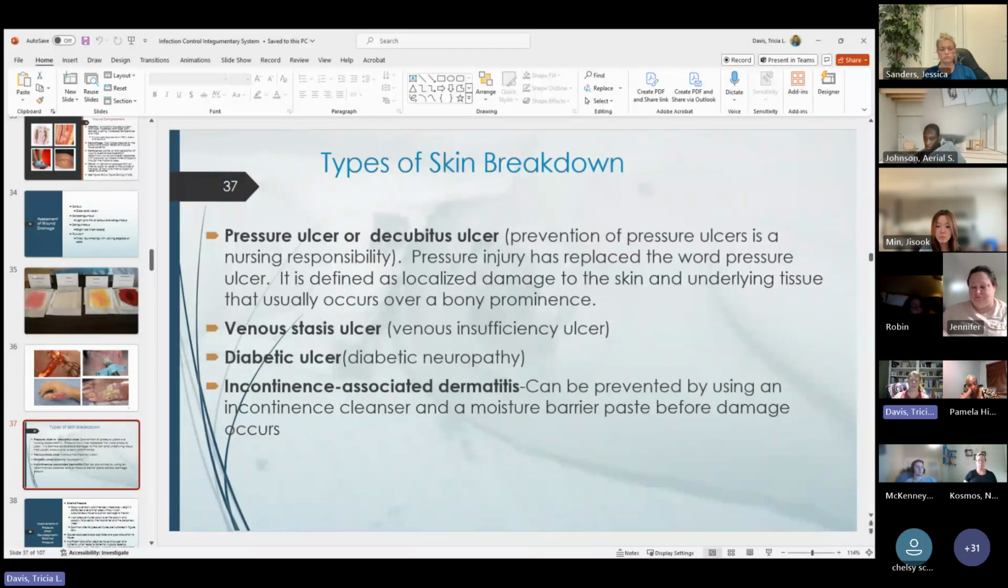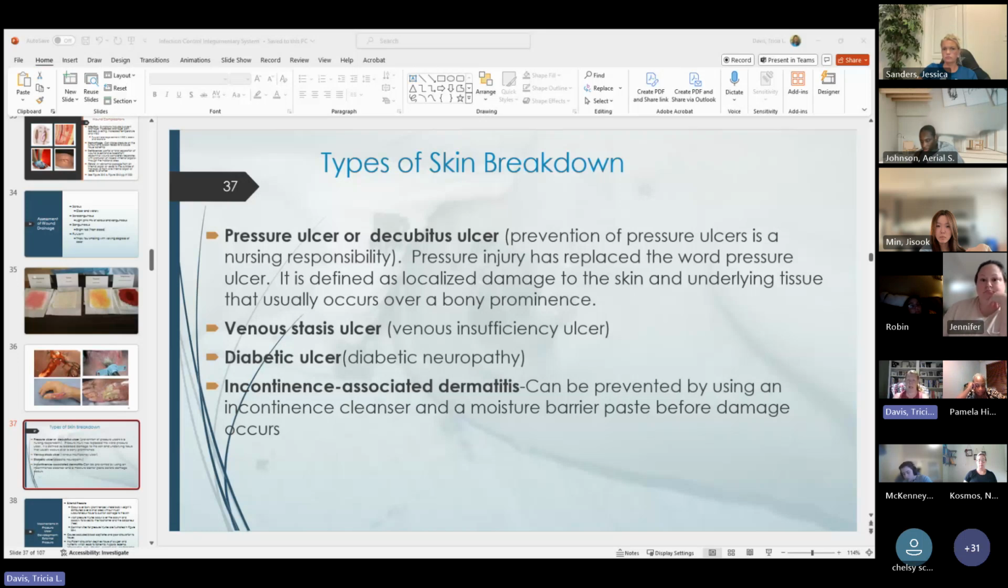All right, so now we're going to talk about the different types of skin breakdown. So we can have a pressure ulcer. You will also hear pressure ulcers referred to as decubitus ulcers, but really we call them pressure ulcers. Some of your older nurses may say decubitus. So this we know is preventable. This never ever has to happen, and we are the primary person who is with that patient the most that can prevent these ulcers. Okay, you and the tech.